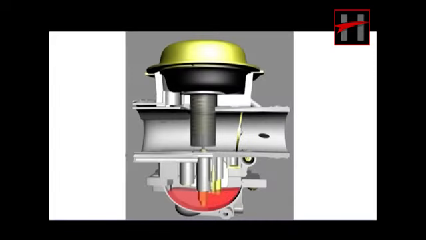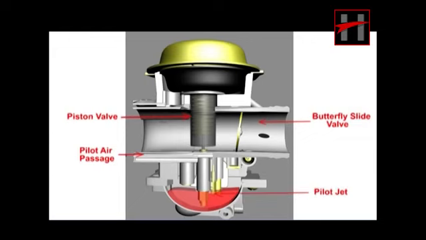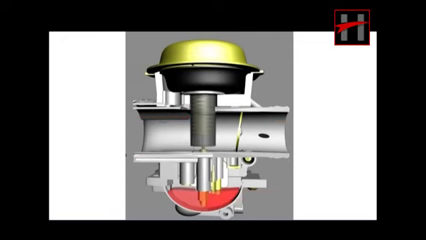The pilot circuit provides the air-fuel mixture at idling, slow and medium speed. The pilot circuit consists of the following parts: piston valve, butterfly slide, pilot air passage, pilot jet, fuel. You are now seeing how the pilot circuit works when the engine is idling.